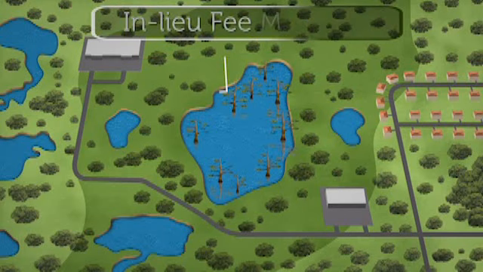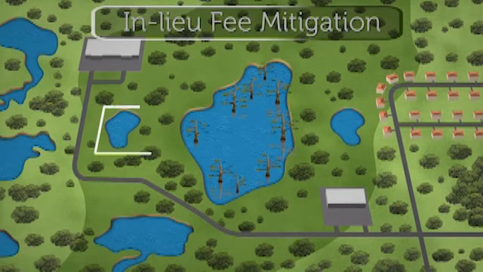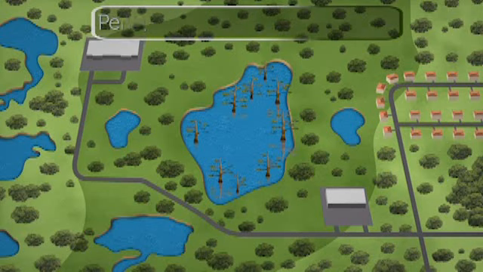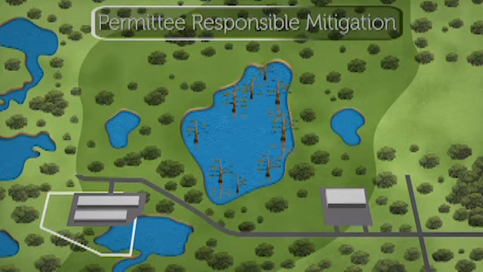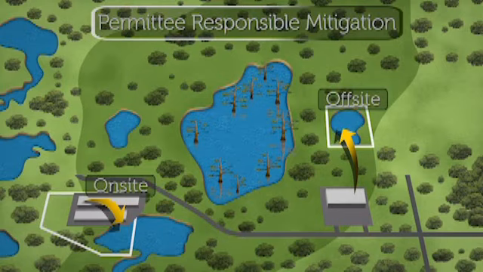In lieu fee mitigation occurs when a permittee provides funds to an in lieu fee sponsor, like a public agency or nonprofit organization. The sponsor collects and manages the funds to build and maintain the mitigation site and is responsible for its success. In addition, an applicant may propose to implement their own mitigation plan. Such compensation can be in a watershed context, done on-site or off-site, and can be in-kind or out-of-kind.